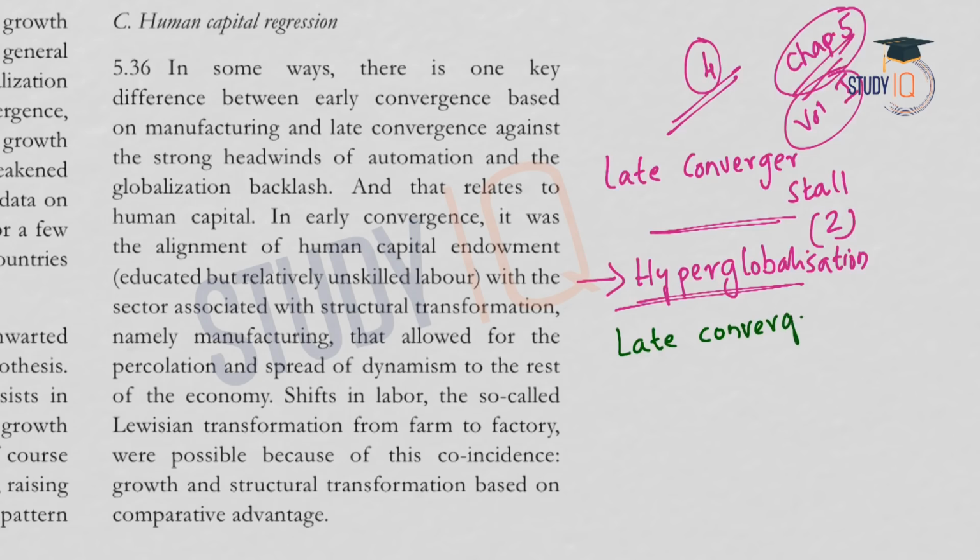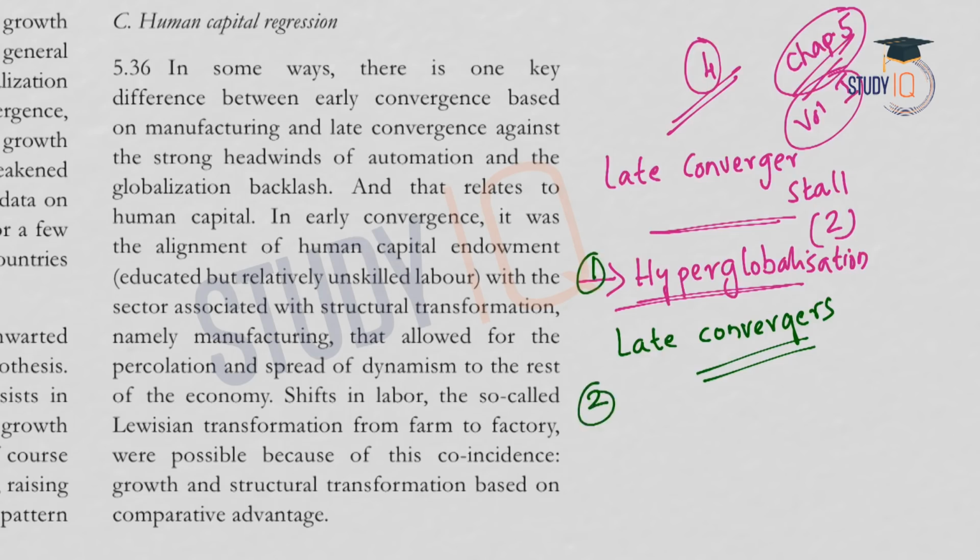So the early convergers benefited from globalization because they were early in the convergence process and could completely avail all the benefits of the globalization process. But India, being a late converger, was not able to reap the benefits of globalization to the full extent. So that is one major risk.